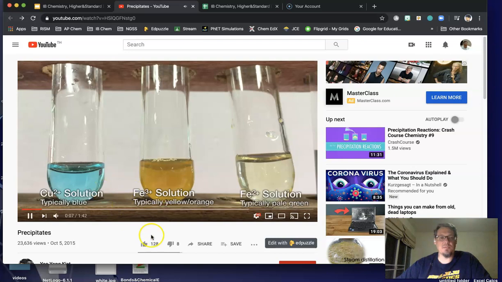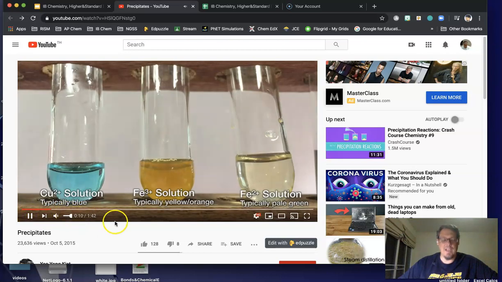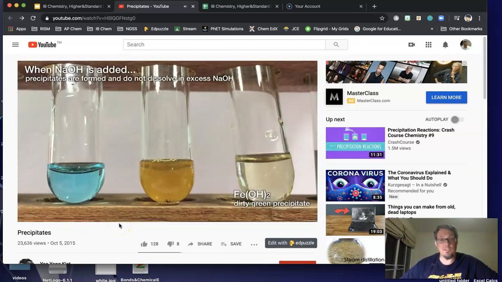So here we see 3 different solutions. They are, from left to right, copper 2, iron 3, and iron 2. Notice they're all transparent, and they display their characteristic colors for their aqueous forms. So what does aqueous mean? That's right, aqueous means they're dissolved in water. So these are the aqueous forms of these ions. When sodium hydroxide is added to these solutions, we can see the formation of some precipitates.